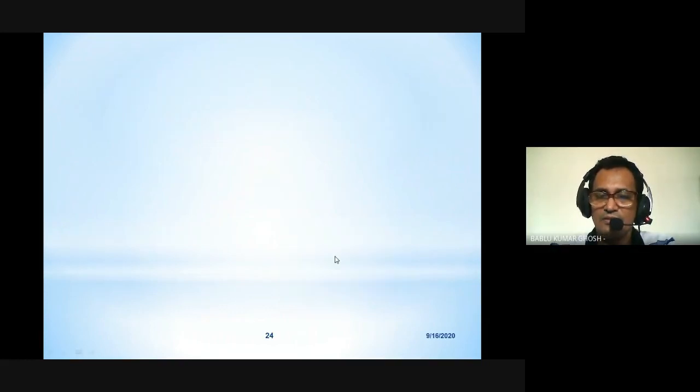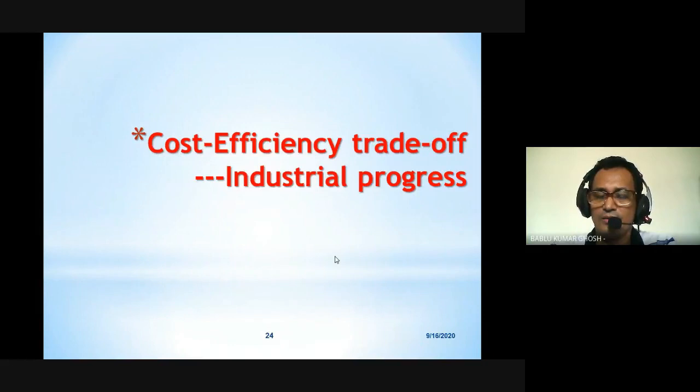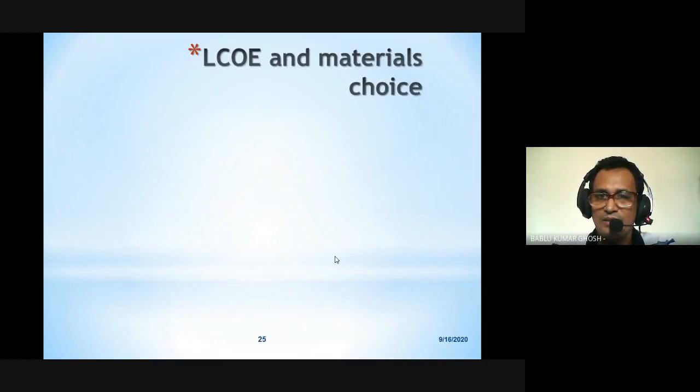Then the consideration is the cost and efficiency trade-off, because for the different cells, the production cost and practical utilization in the industry is challenging. So we need to trade off between cost and efficiency to progress the industrial development or implementation in society. In that consequence, the levelized cost of energy and material size is very significant.